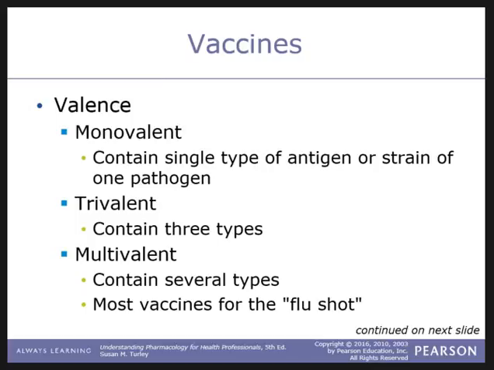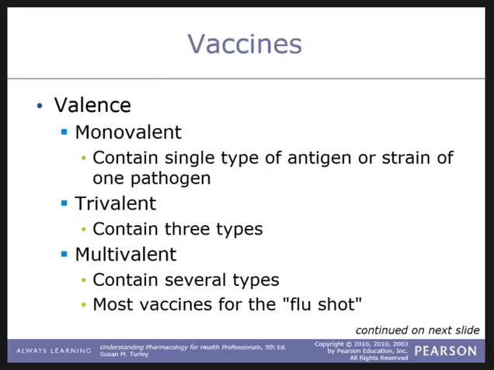So monovalent means that there's one strain, so it's a single strain, single type of antigen. Trivalent would be 3 types. Quadrivalent would be 4. Multivalent would be more than that. So different strains: your flu shot is going to have several different strains of flu, the ones that could cause the highest incidences of flu in the season.